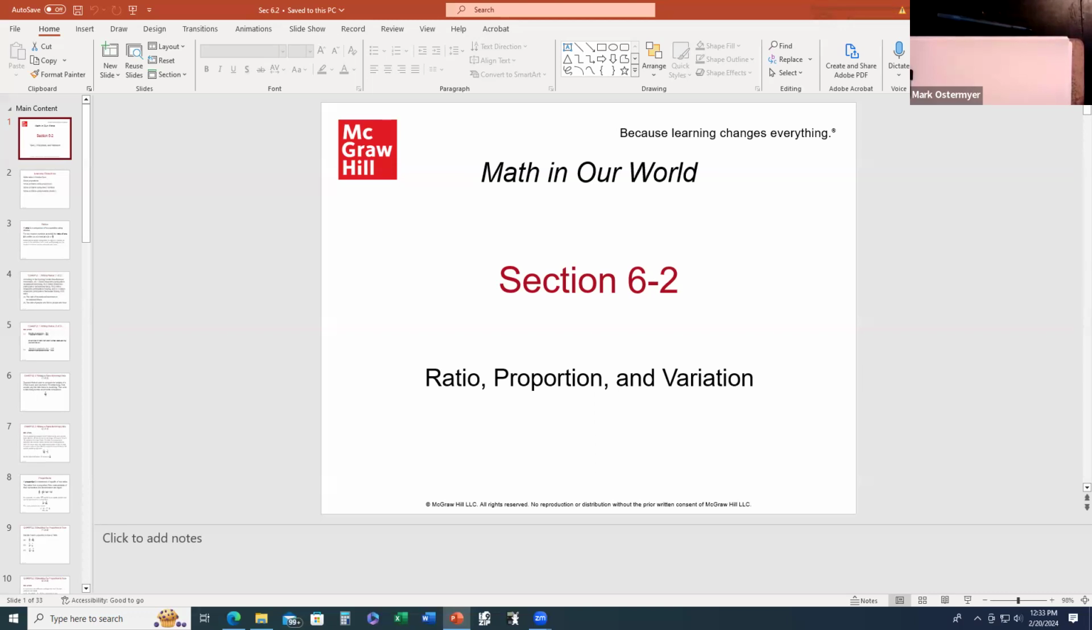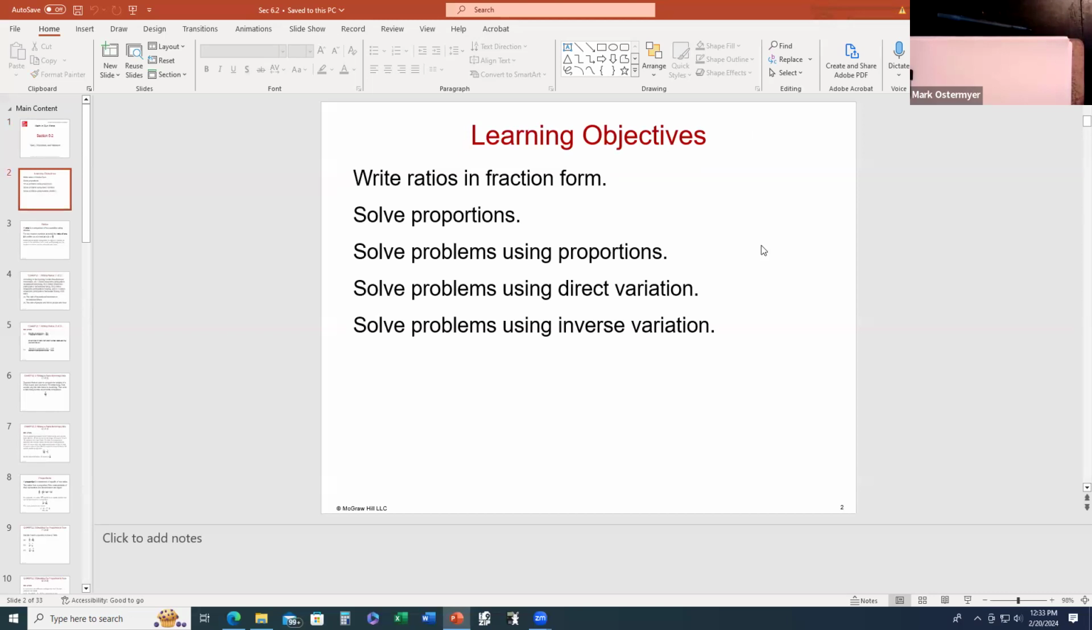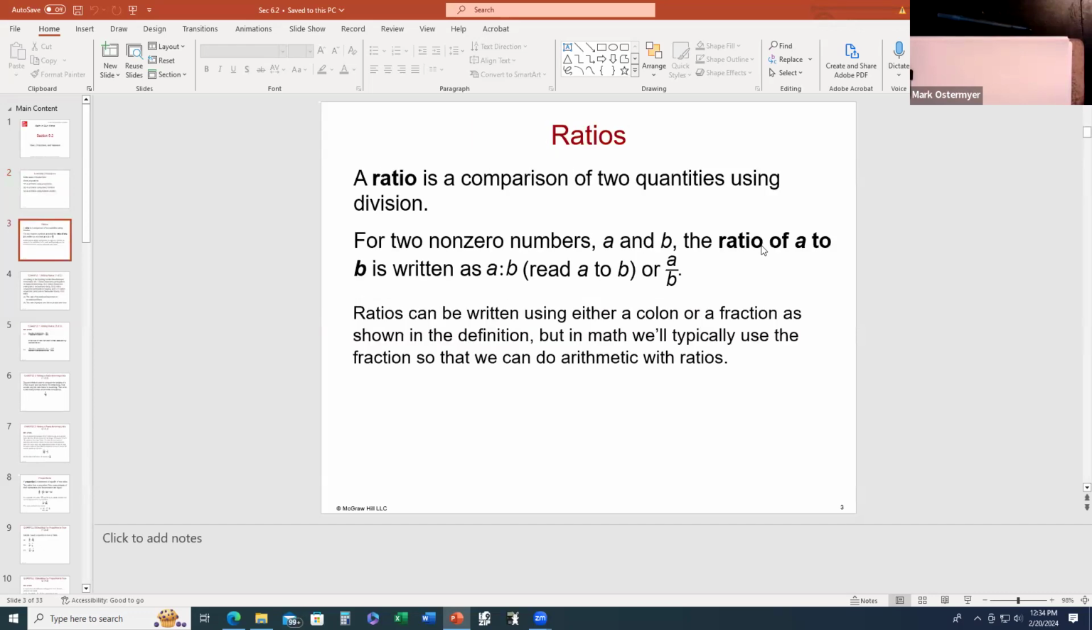All right. Ladies and gentlemen, we've all seen proportions before. Because if you've seen a fraction, you've seen a ratio before. So by the time we get done with this section, we will hopefully understand how to write ratios in fractional form, solve proportions, use proportions to solve word problems that pertain to the real world, and solve word problems that pertain to direct variation and inverse variations.